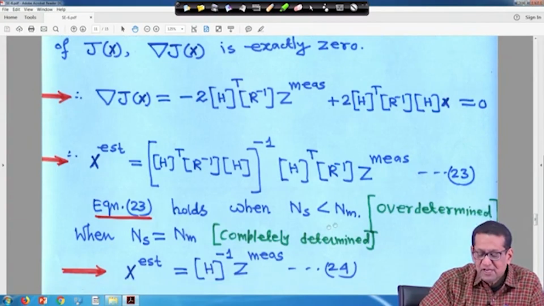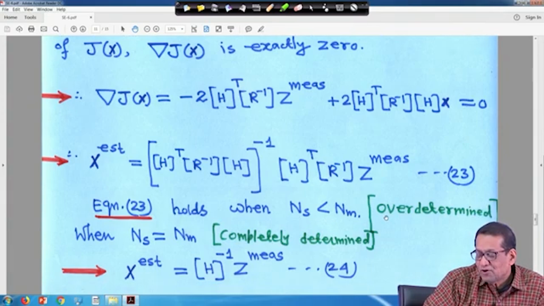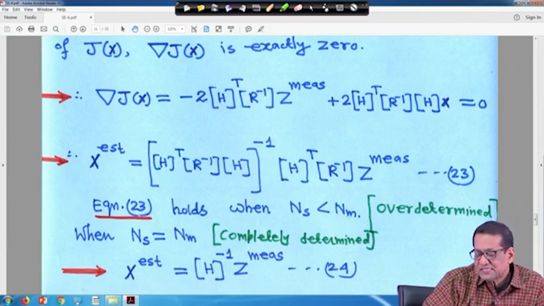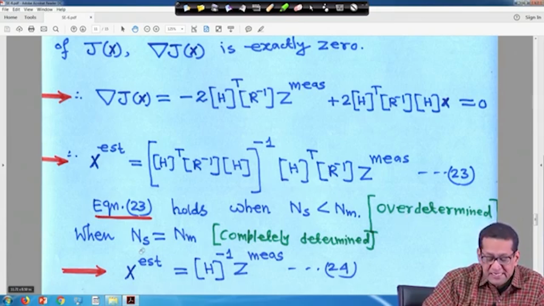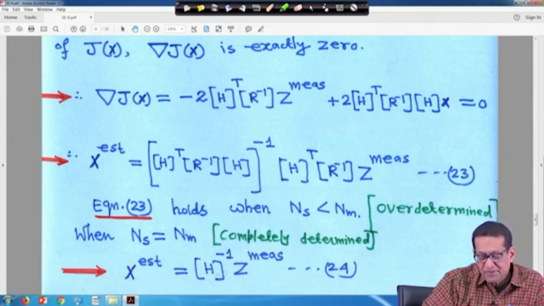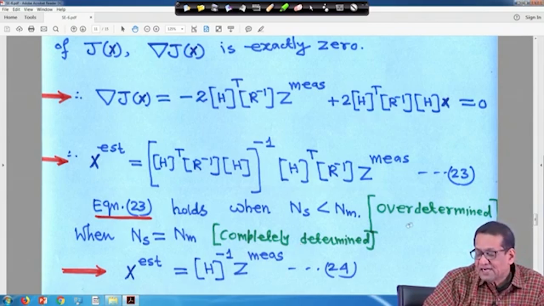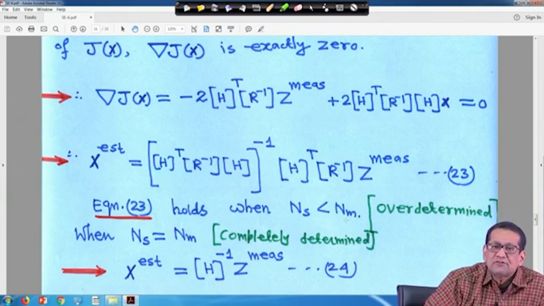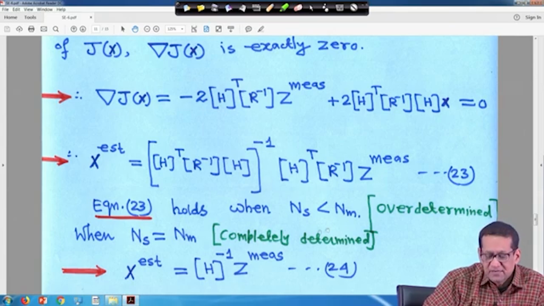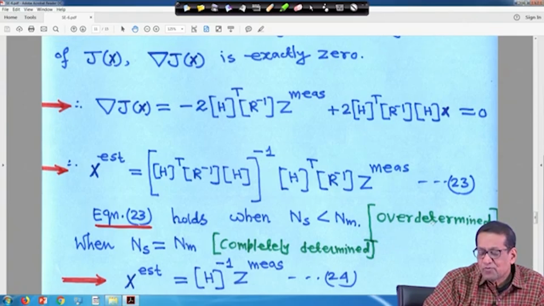Equation 23 holds when n s is less than n m, that is the over determined case, when the number of state variables is less than the number of measurements. When the number of measurements is more than the number of state variables, it is called the over determined case, and when n s is equal to n m, it is completely determined and x estimated becomes H inverse Z. If time permits, I will derive this completely determined case at the end. Another is the under determined case, n m less than n s, and if time permits we will see that derivation too. But for now we will only consider the over determined case.